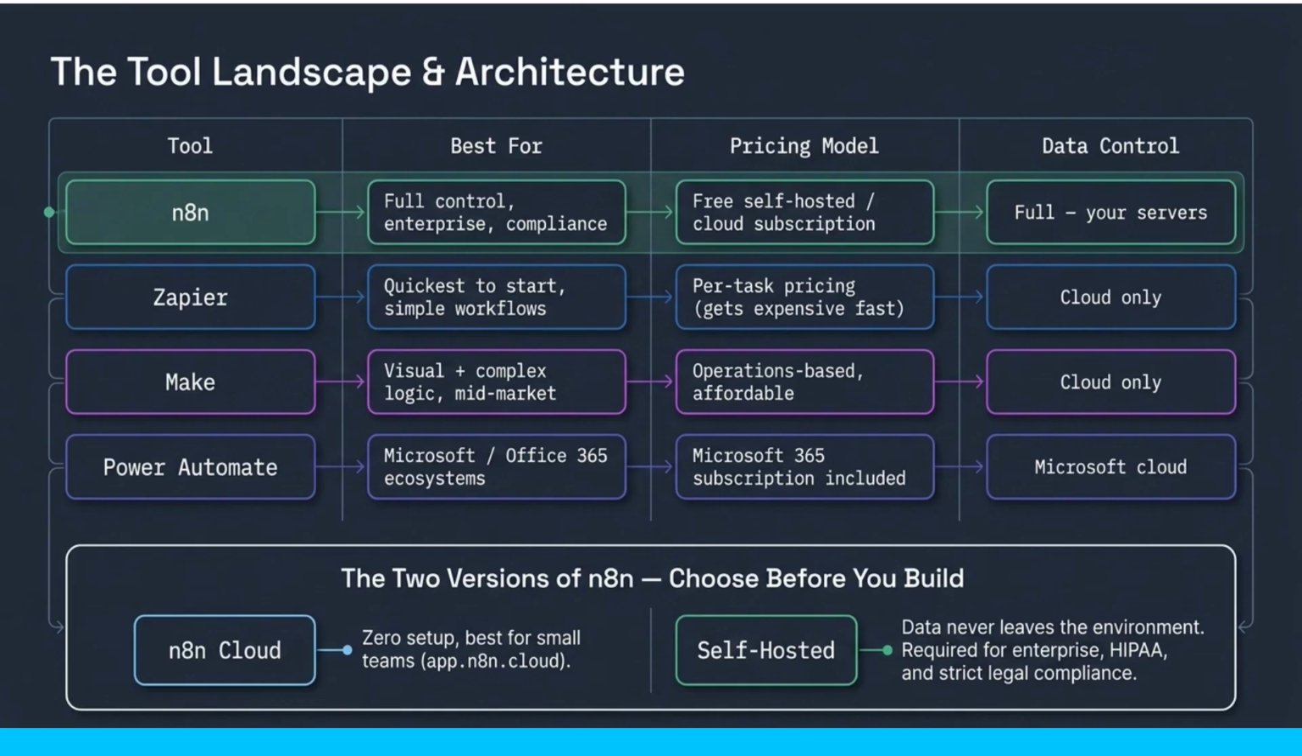Before you build, you need to choose the right tool. n8n wins when you need full data control, enterprise compliance, or when per task pricing would get expensive as you scale. Zapier is the easiest to start, but the cost model does not hold at scale. Make is strong for complex visual logic at a reasonable price. Power Automate is the right call if your entire world lives inside Microsoft 365. The bottom section of this slide is the most important decision you will make today.